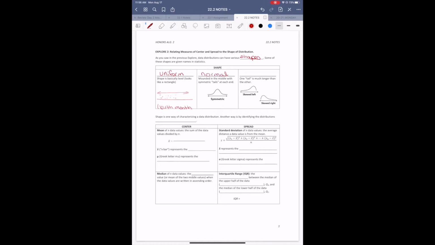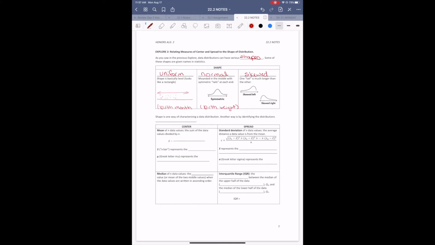A normal shape has a mound in the middle with symmetric tails at each end. In our example, in the first Explorer, this one was the birth weight that gave us this kind of shape. And finally, we have a skewed distribution. A skewed distribution has one tail that is much longer than the other, right?